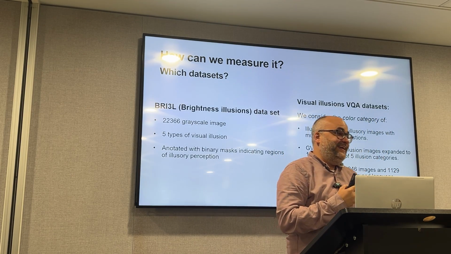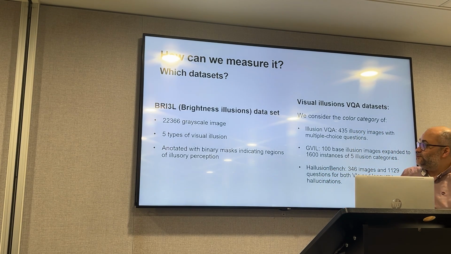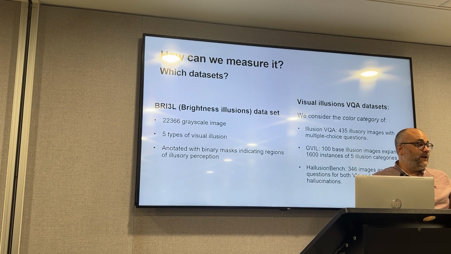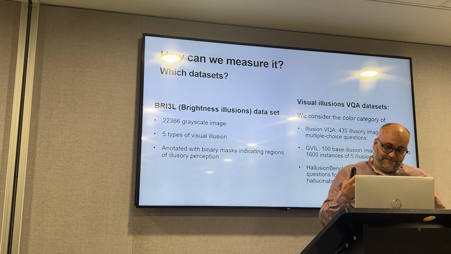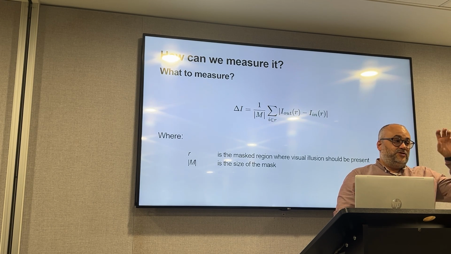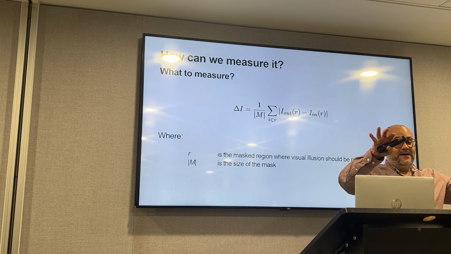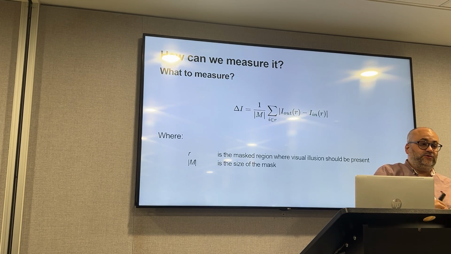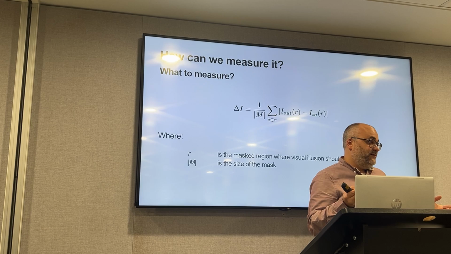To measure that, luckily we already have a few datasets. We have the brightness illusion dataset where we have 5 types of different illusions on grayscale with binary masks indicating if there is an illusion or not. And we also have color categories on 3 other visual illusion visual question answering datasets. Second question is how you measure. The traditional way is you look at the places where it should be an illusion and you measure by comparing the values on those patches if it's an illusion or not. It's no more than that.